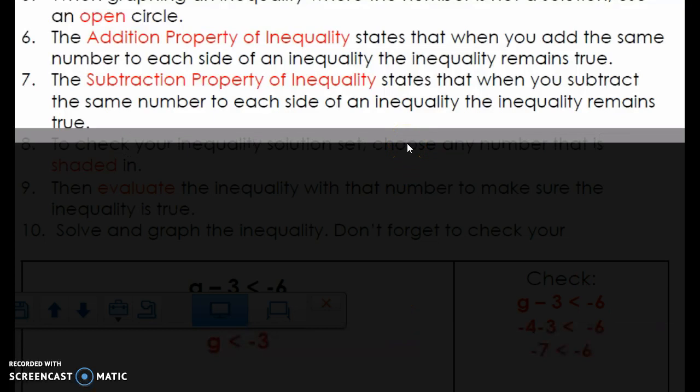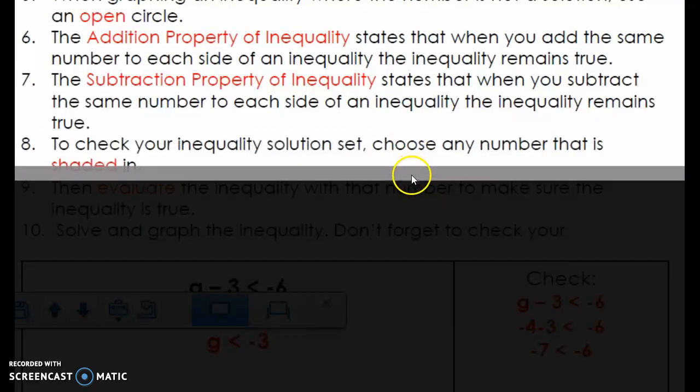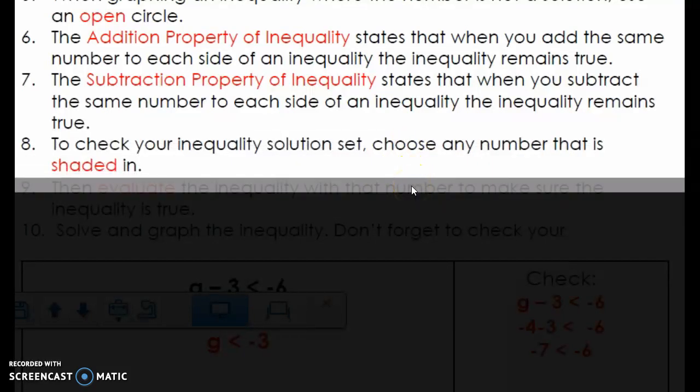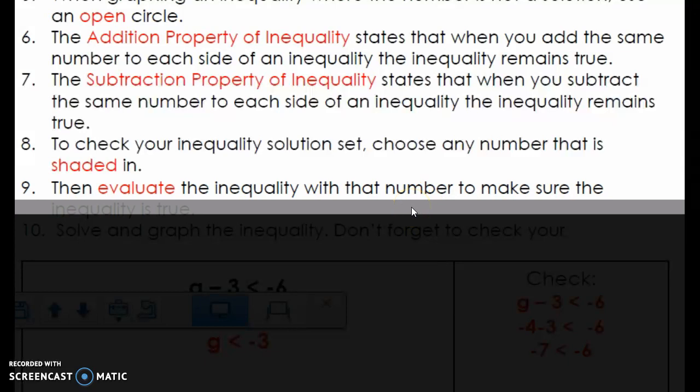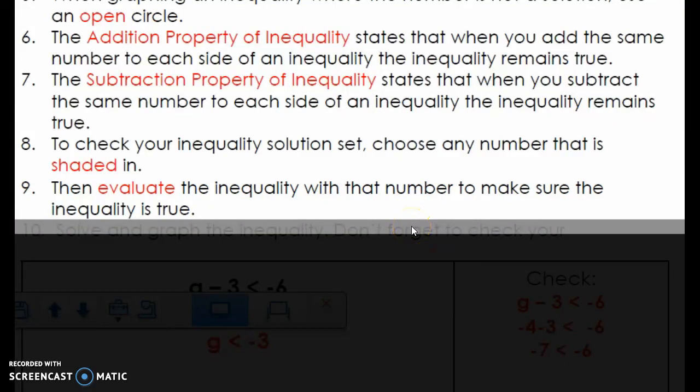So number seven says the subtraction property of inequality states that when you subtract the same number to each side of an inequality, the inequality remains true. To check your inequality solution set, choose any number that is shaded in. We did that. You can choose any number you want. Usually I try to choose a number that's really easy to work with. Then evaluate the inequality with that number to make sure the inequality is true.